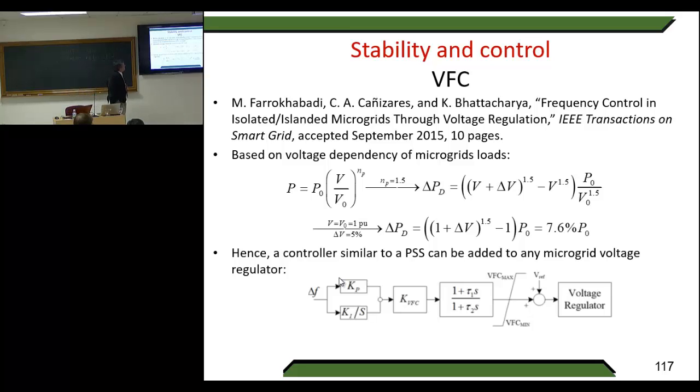There is another study, in this case led by the group in Waterloo, on frequency control in isolated island microgrids through voltage regulation. And the nice message here is, if you have a voltage dependency of the load, for example, NP 1.5, then for a normal situation and with a control of 5% of the voltage in the voltage strategy, you can achieve a variation of 7.6% of the load. And this was the motivation to explore how effective this strategy can be, moving the voltage to cover stability issues in a microgrid. And this is the control scheme.